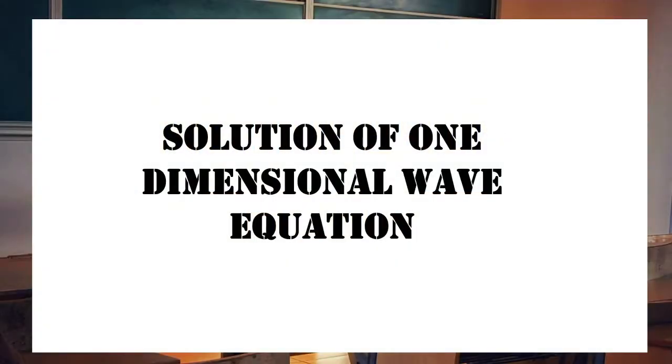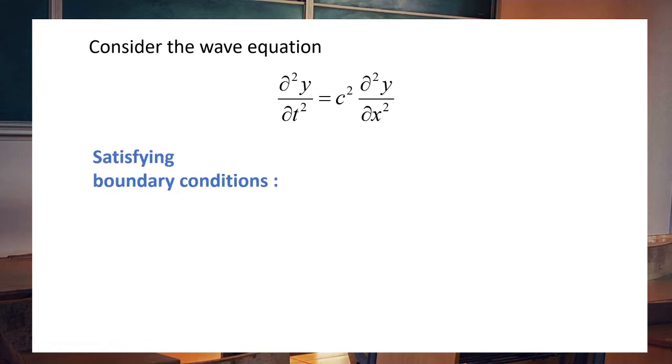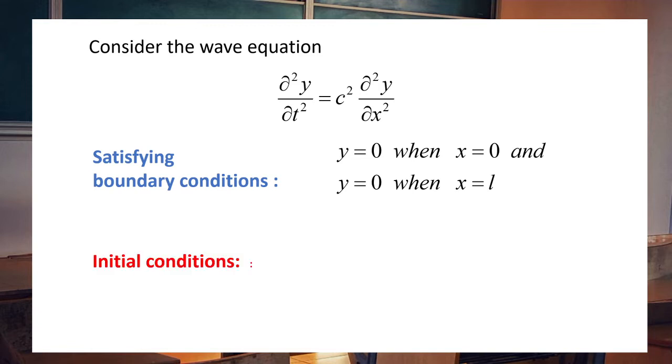Hi all, today we are going to derive a solution for the one-dimensional wave equation using the method of separation of variables. Consider the wave equation. In order to derive a solution, we consider the boundary conditions y equal to 0 when x equal to 0 and y equal to 0 when x equal to L. That means we are assuming that the end temperature of the rod is 0.